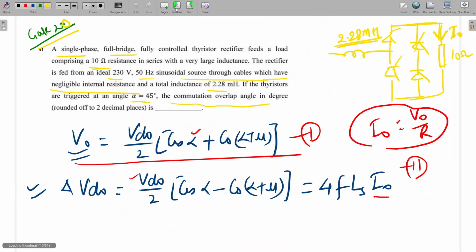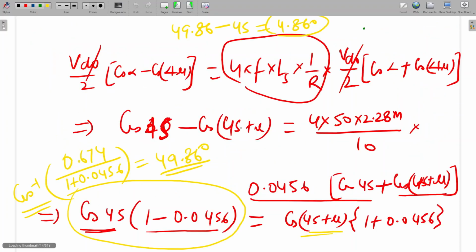See, here I have already written two equations. This is the output voltage equation. And this is the delta VD0 equation. So delta VD0 is equal to VD0 by 2 into cos alpha minus cos alpha plus mu. This is equal to 4f Ls I naught. What is I naught? I naught will be equal to V naught by R. So this V naught equation I kept here, divided by R. So it will be 1 by R into this factor. Same thing I kept here: 1 by R, this 4f Ls I naught. So I naught is equal to 1 by R into V naught. Is it clear?